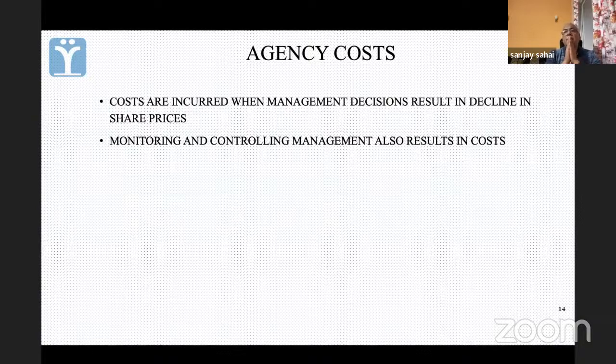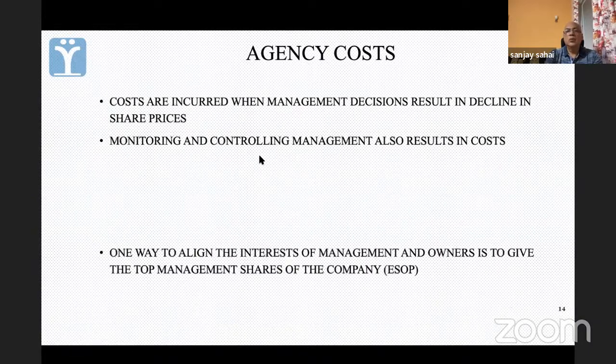If you cannot control management, you pay the cost in terms of a decline in the share prices, resulting in a reduction in your wealth. This is one cost. Another cost can be, if we want management to do only the work that we want, that again results in trying to incentivize the manager. Now they want incentives: if you want me to do what you are saying, then give me money too.